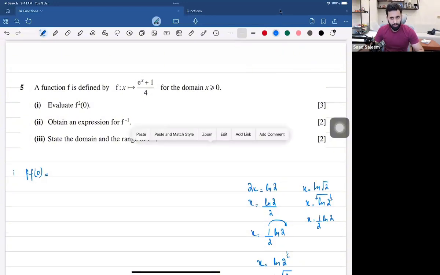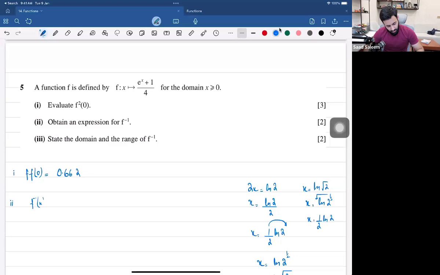Okay, I'll give you guys the answer to this. It's 0.662. Then part 2, obtain an expression for f inverse. I'll just write down the answer. The answer would be ln 4x minus 1. So it's f inverse of x equals ln 4x minus 1. State the domain and range of f inverse.